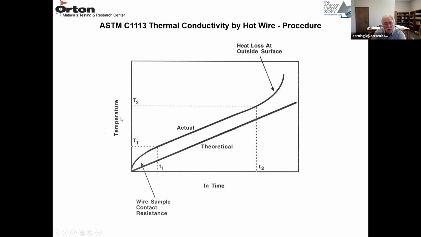So if you plot temperature, or the resistance of the platinum wire, same thing basically, versus the log of time, you should get a theoretical curve that looks like this, a straight line, a linear relationship. So as the time increases, the temperature increases, but the actual run looks more like this. I showed you a round wire embedded in a square hole. So at the beginning, there's some non-linear behavior because of the wire sample contact resistance. At the end, there's heat loss at the outer surface. The thermal wave actually hits the outer surface and propagates backwards into the sample, and it becomes nonlinear. So you have a time between T1 and T2 and temperature T1 and T2 where you have this linear behavior where you need to measure the slope of this curve.